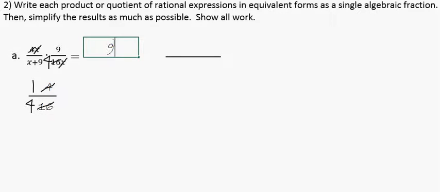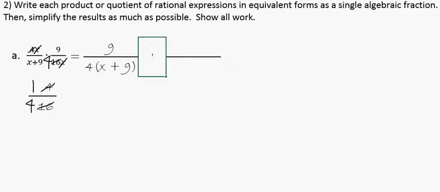I'm left with 9 over x plus 9 multiplied by 4. Because I multiply my denominators, I'm left with 1 in this numerator. When I multiply my numerators, I have 1 times 9. So when I multiply, I end up with that.